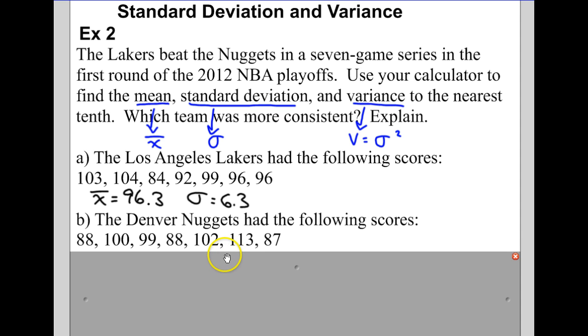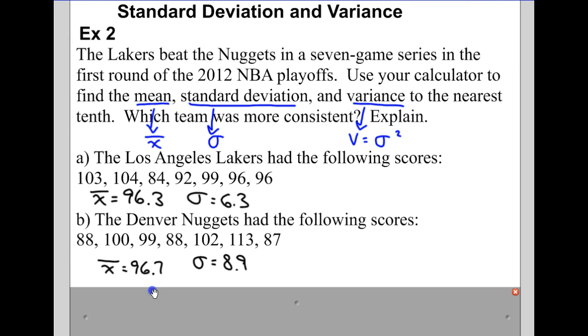I want you to find the Nuggets mean and standard deviation on your own using your calculator. Then play the recording when you're ready. Okay, so hopefully those are the values right there that you got. So we can see, if I'm interested in which team scored more points, well, the Nuggets average is slightly higher, pretty much the same, but the standard deviation is significantly higher for the Nuggets. Think about what that means.